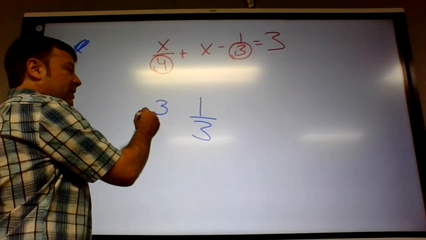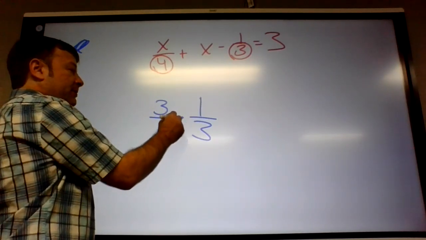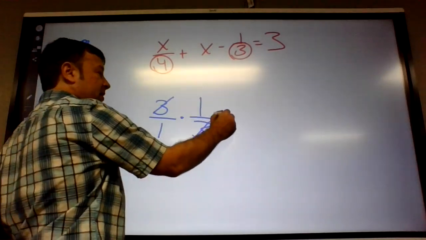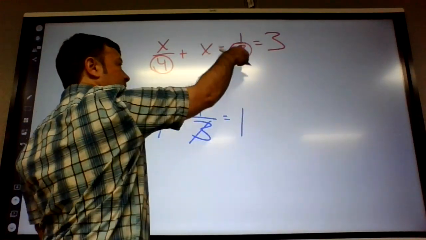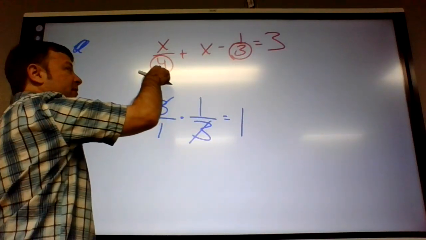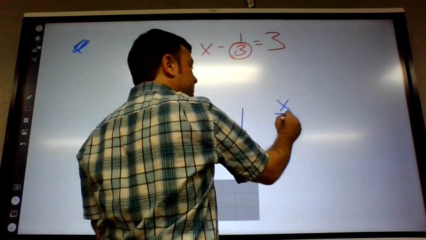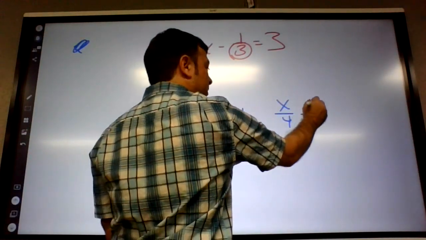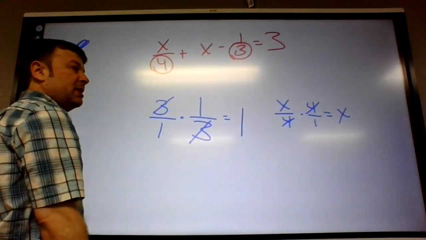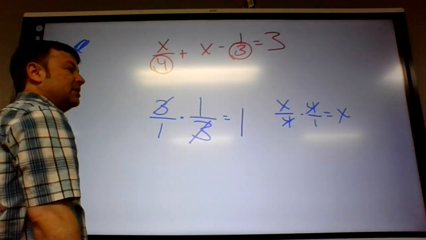Okay, if you multiply by 3, what happens? Those cancel out and it just becomes a 1. So the 3 just goes away. Okay, how could I get rid of the 4 on x over 4? Multiply by 4. And it would just become x. Okay.